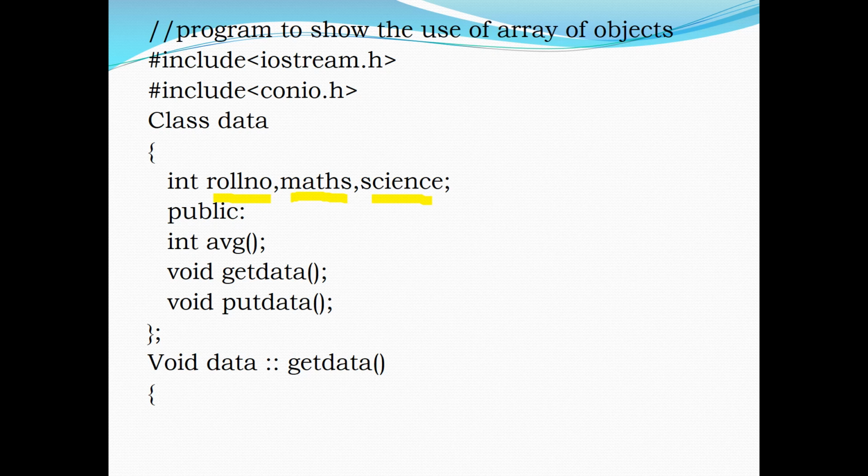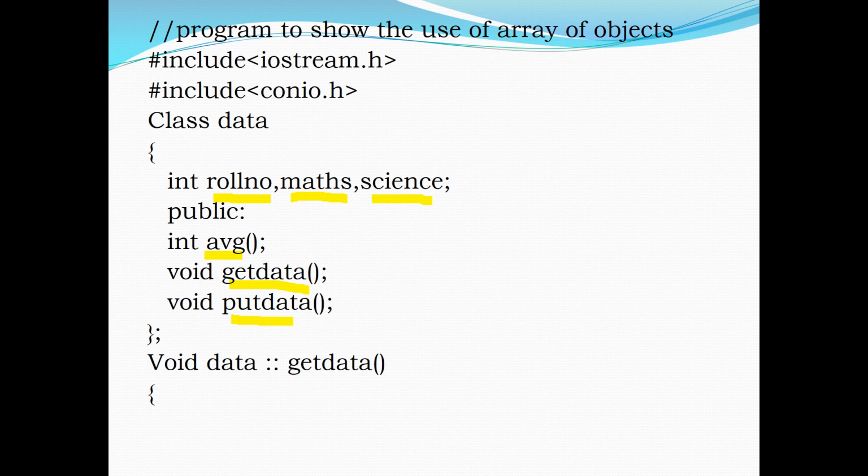So in total I have 3 data members, that is, roll number, maths and science, and I have 3 member functions: average, get data and put data. The average member function finds the average of the given marks, the get data member function gets the roll number, maths marks and science marks, and the put data member function is the process where we display the data.